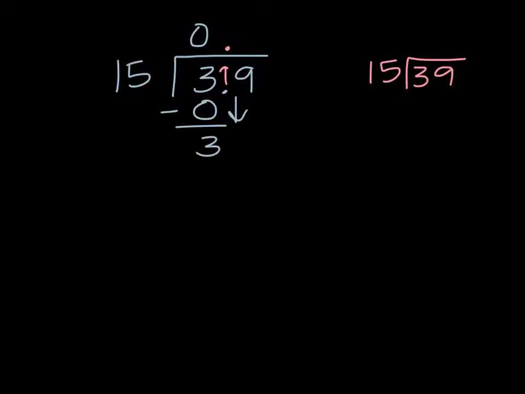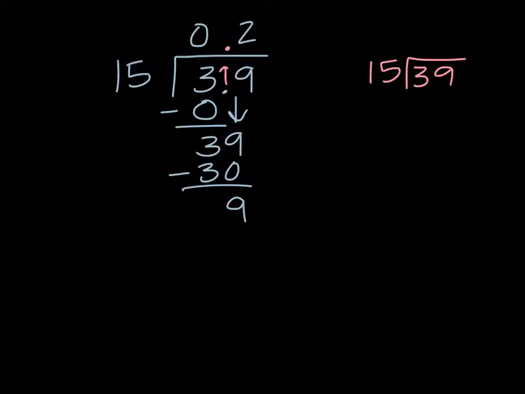Subtract, bring down my 9. So 39 divided by 15. Well, I know 15 twice is 30. So that's as close as I'm going to get. So 2 groups of 15 is 30. And I'm going to subtract that. I have 9 left.